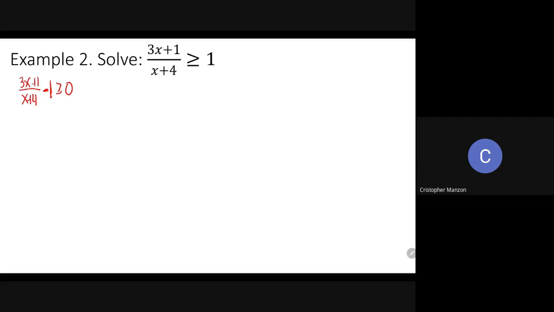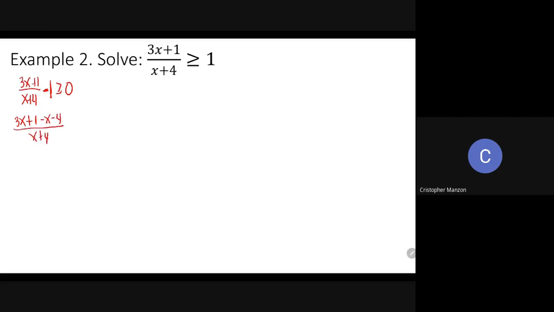Tapos solving for that, we have, di ba, yung 1 understood over 1 din siya. So i-cross multiply mo lang. So this will be 3x. Sige na, mag-LCD na ako. Wag na. Diretso na natin. Plus 1 minus x minus 4 over x plus 4.